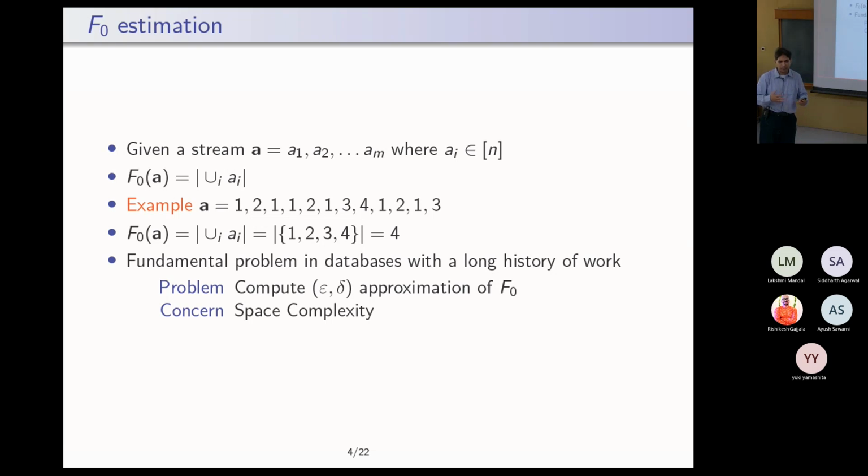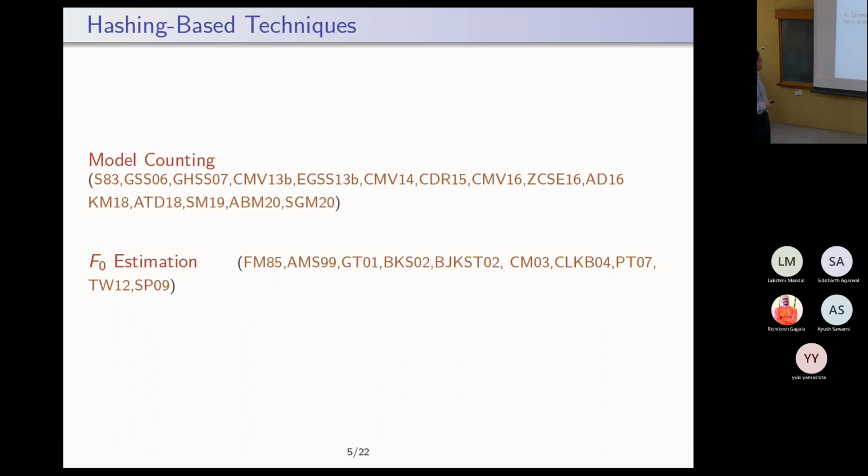So if the elements are coming from a universe of size n, so these numbers would be any numbers between 1 through n, then the naive approach would just keep a table of size n, and you keep track of whether you have seen the ith element or not in the ith slot of the table. That would take space n. And the concern in the database community or the data streaming community is to find an algorithm to approximate F0 which minimizes the amount of space that's used. And again, this problem has a long history, like I said.